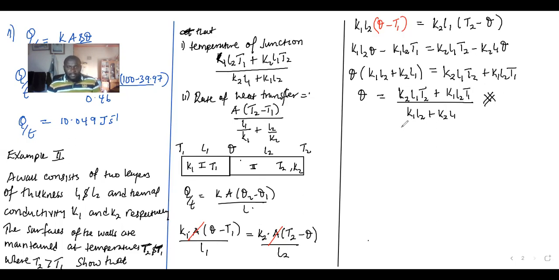Okay. Now the question goes further and says, also show that the rate of heat transfer. So they're asking us for Q out of T. We have already seen that Q out of T is equal to K1 times cross-sectional area times theta minus T1 out of L1, which was the same as K2 times cross-sectional area of T2 minus theta over L2. So you pick any and substitute their theta.